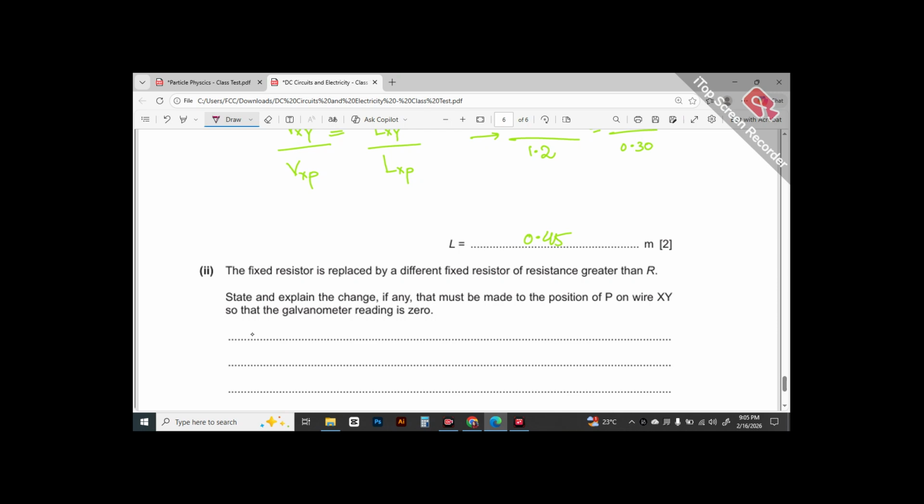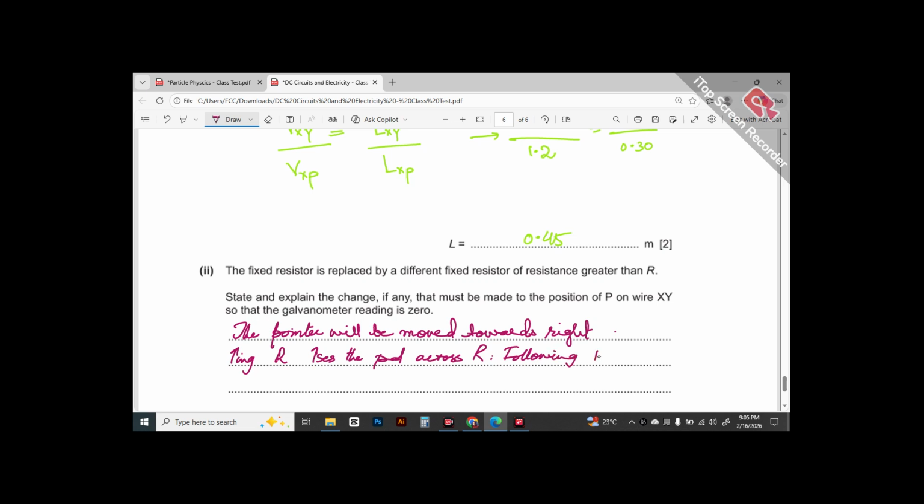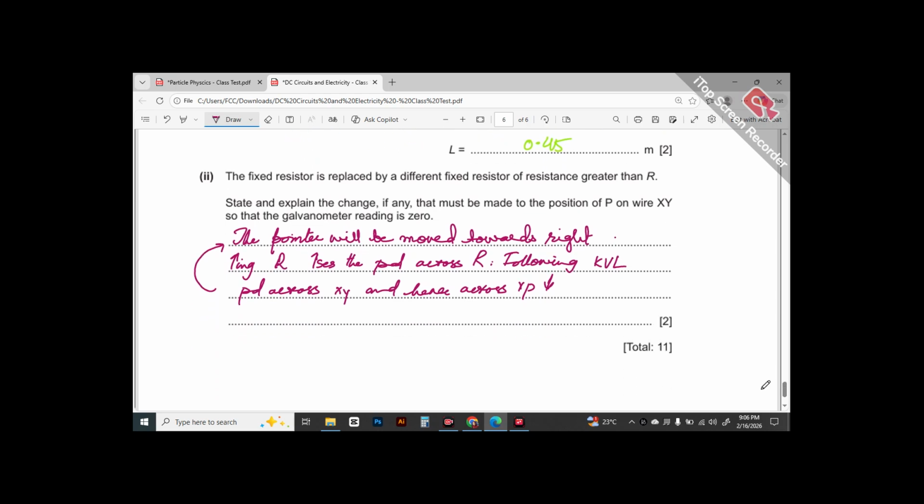So in the statement you mention that the pointer will be moved towards the right, and then in the explanation you can write that increasing R increases the potential drop across R. Following Kirchhoff's voltage rule, the potential drop across the wire XY, and hence across the region XP, would decrease, and hence the pointer will be moved towards the right to increase the potential to 1.2. I hope it made sense to you.